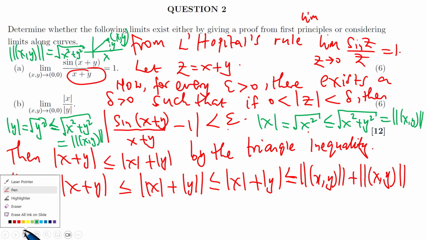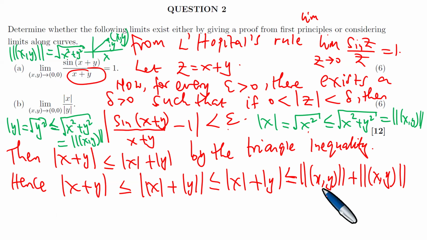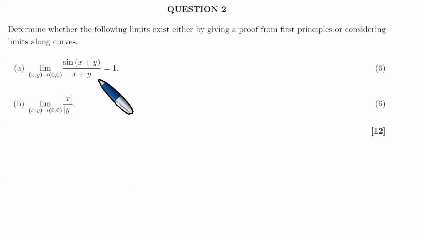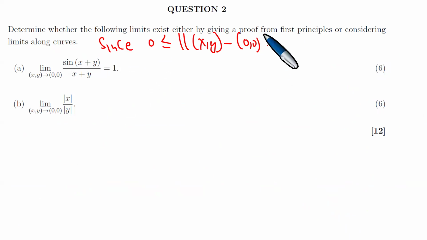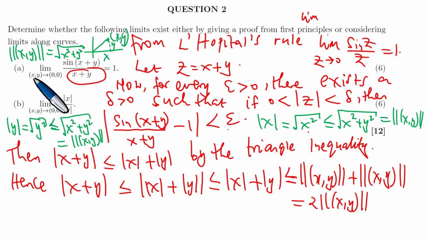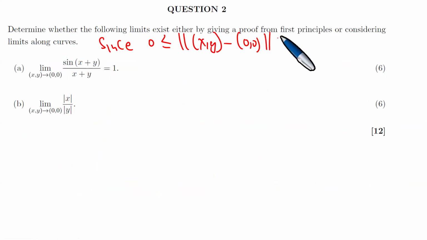Now let's continue. If you add this to that, it is twice the length of x and y. Right, so now since 0 is less or equal to the length of x and y minus 0, 0. We're dealing with the bottom of this, so we're taking this xy vector and subtracting the 0 and 0. So since this here, we can take it to be delta out of 2, because delta out of 2 itself is less than delta.